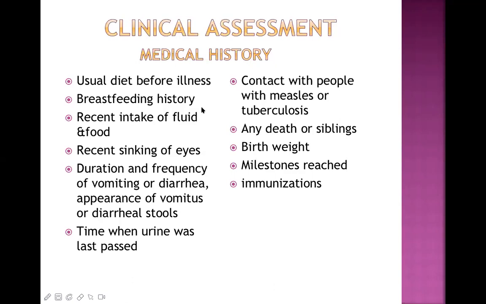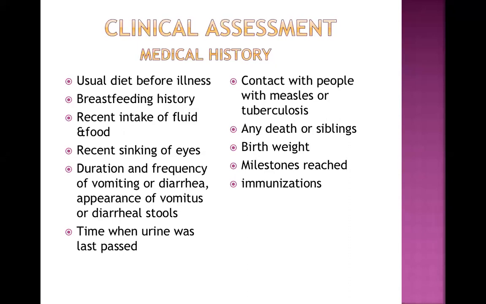Breastfeeding history is absolutely important in children. You should ask how long the child was breastfed. Was it exclusively breastfed for 6 months or not? If not, which food was introduced? All those questions are important. Recent intake of fluid and food: during this illness, what type of food were the parents giving? Was the child drinking enough fluid or not?